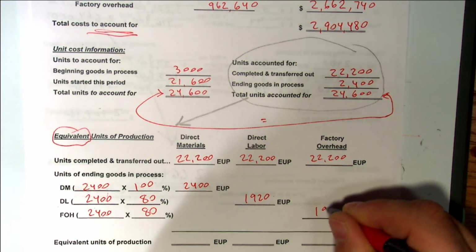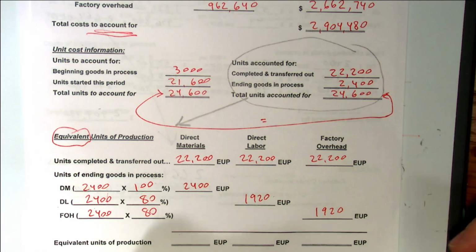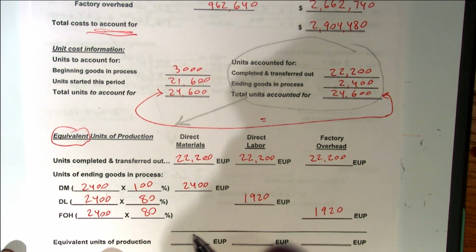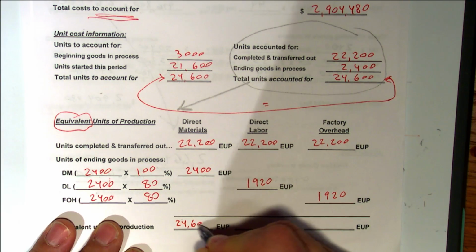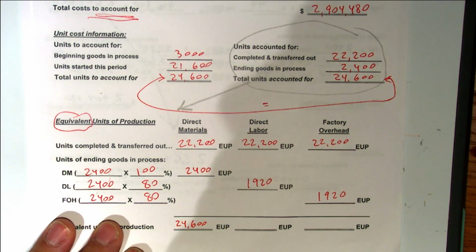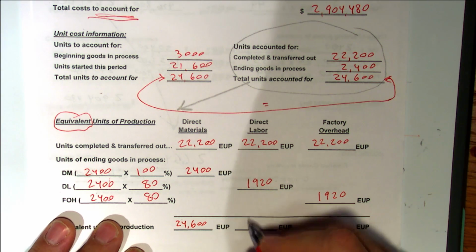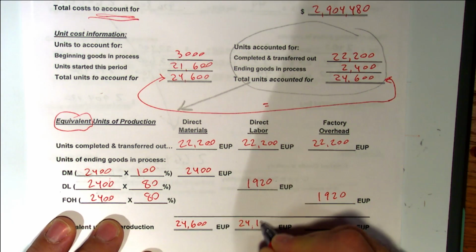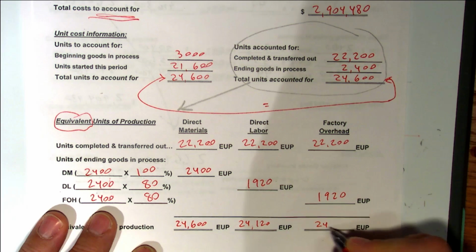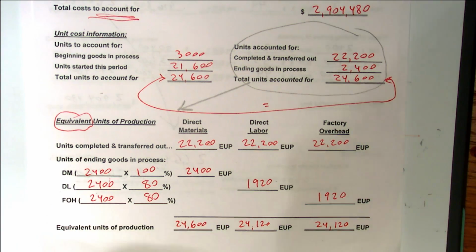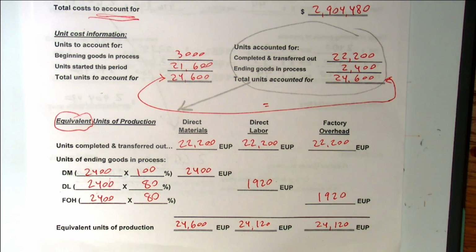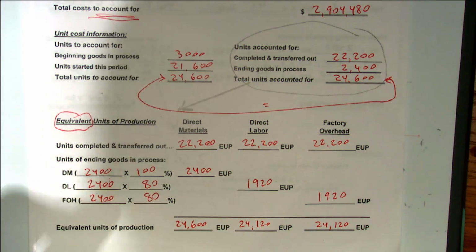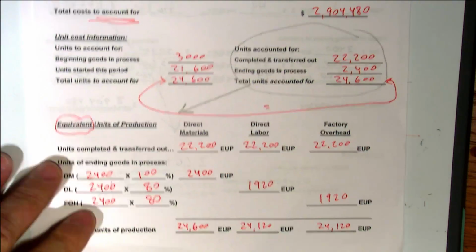Now if I make a mistake, guys, I want you to catch me right away. Just interrupt me, okay? We add those up, and this equals 24,600 equivalent units of production for direct materials. And this is 24,120, and this is 24,120 equivalent units of production for direct labor and for factory overhead. We all good? Let's go to the second page.